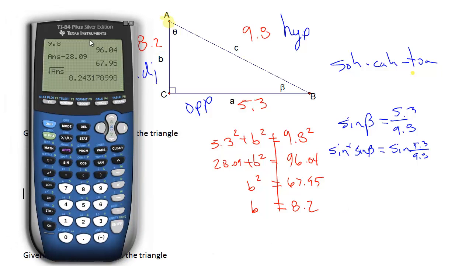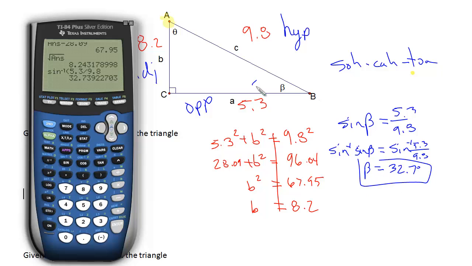So I'm going to crunch that in the calculator here. So sorry, that's inverse. Inverse sine. And I get approximately 32.7. And then I find the complement, which is 57.3.